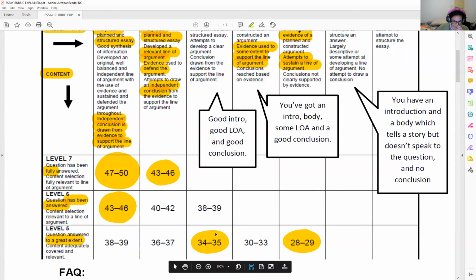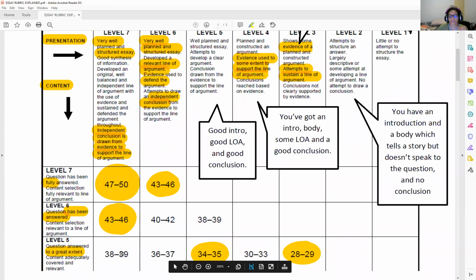So, and then you'd be over here. Then level five, level seven. So you have written an absolutely brilliant introduction, brilliant conclusion, brilliant body with an original, independent line of argument, but you haven't covered everything. You've left a few things out. Then the highest mark you can get is a 39. Okay? So once again, the question is mostly answered, but your presentation is brilliant. And then you can get a 39, which is almost an 80%, it's almost an A.